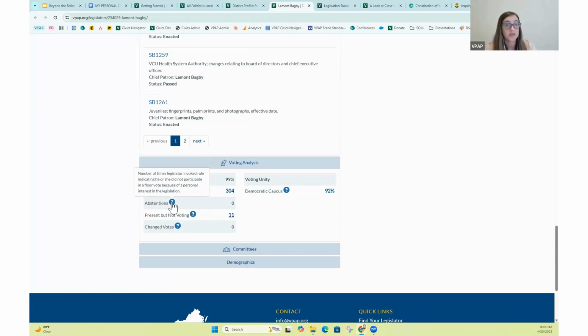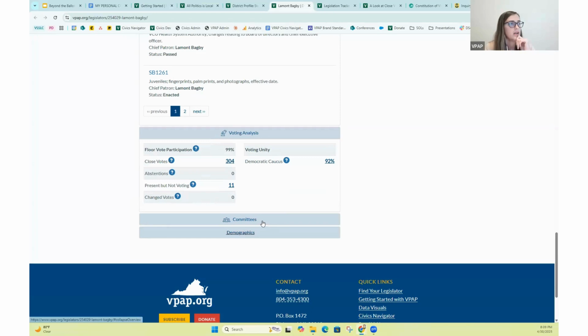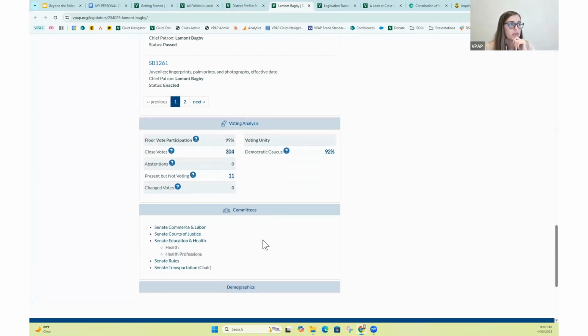They abstained. And so you could have even just a conversation about the words themselves. Present but not voting and what that means. Changed votes. Their caucus unity. So lots of good stuff you can unpack here with your people or your learners.